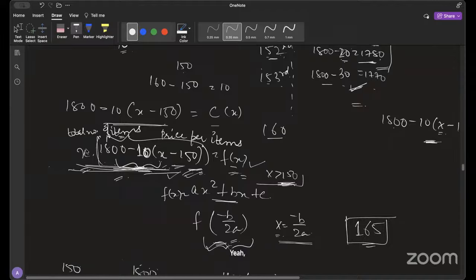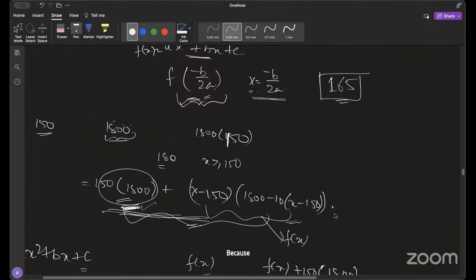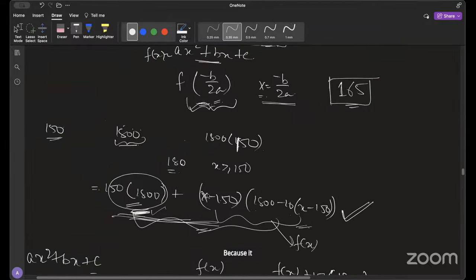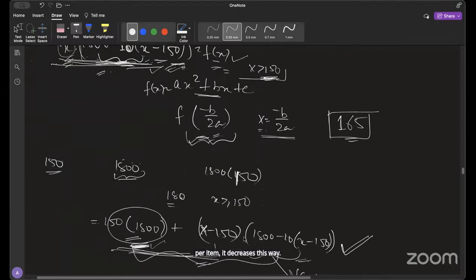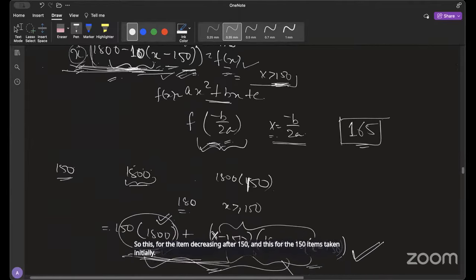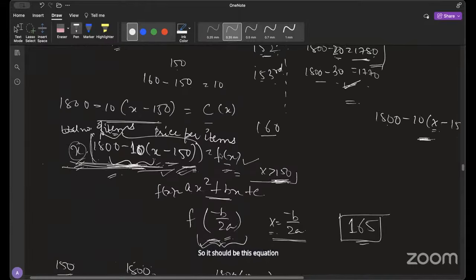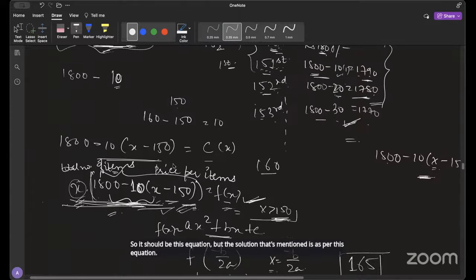Yeah, that's what I am thinking from the beginning, ma'am. Otherwise, you would have done this. Logically, it should be this equation because the price decreases per item this way. So this is for the items decreasing after 150 and this is for the 150 items taken initially. So it should be this equation, but the solution that's mentioned is as per this equation.